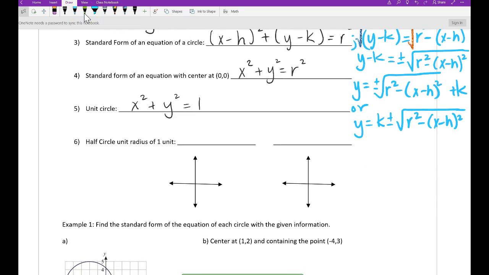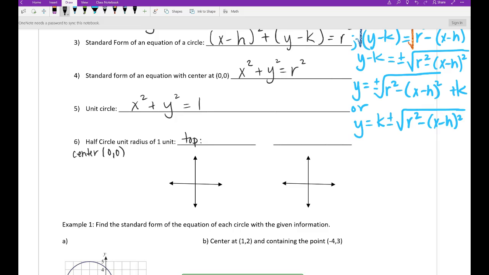All right, so now we're going to get down to this one. It says half circle unit with a radius of 1, and also I want the center to be at 0, 0, just because it's easier. So for this particular graph, I want you to do the top half of the circle. What equation should we write down? What would a top half circle look like with the center at 0, 0 and the radius also 1?